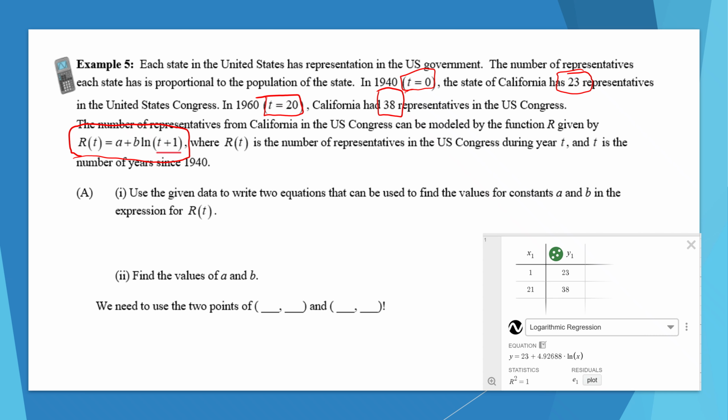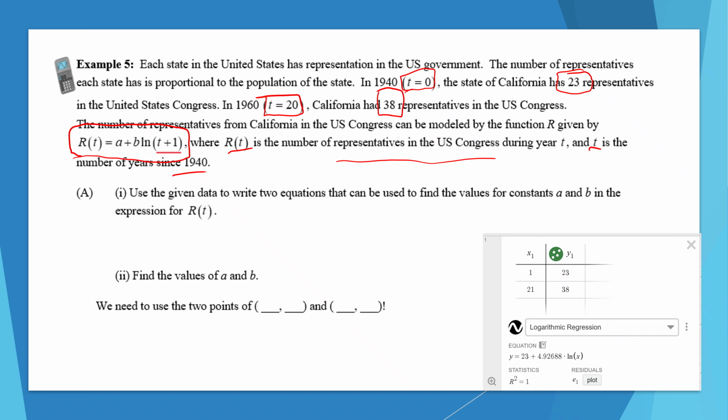So just pay attention and keep in mind that that's different from the other ones that we've done in the past. And so this is where, again, our y value is just the number of reps that California has, and then t is the number of years since 1940. For part A, I, we are using the given data to write two equations that can be used to find the values for A and B.